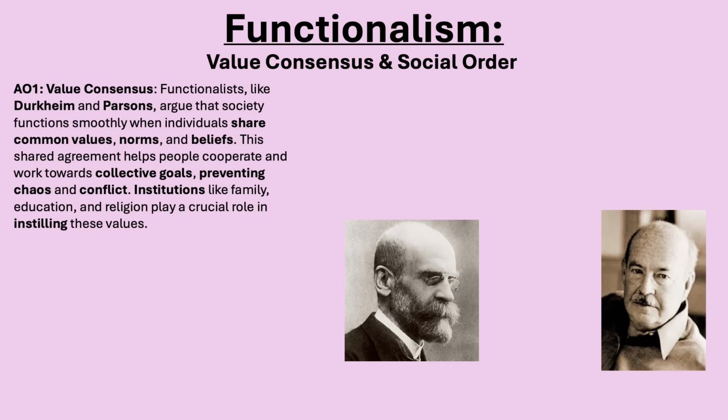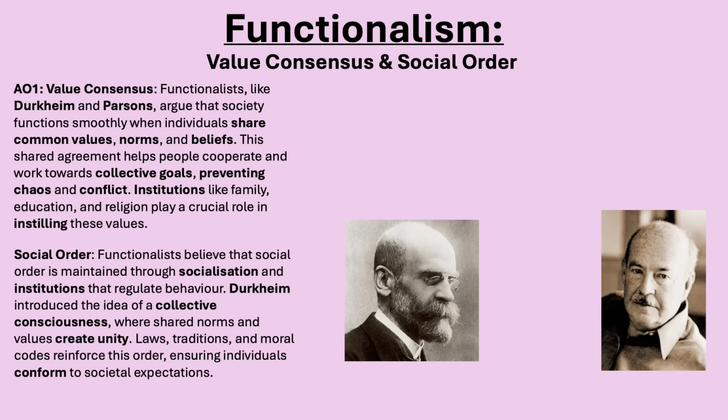Then the next functionalist idea is value consensus and social order. Value consensus: functionalists like Durkheim and Parsons argue that society functions smoothly when individuals share common values, norms, and beliefs. This shared agreement helps people cooperate and work together towards collective goals, preventing chaos and conflict. And institutions like family, education, and religion play a crucial role in instilling these values. So that's secondary socialisation, helping you to learn the norms of society, basically.